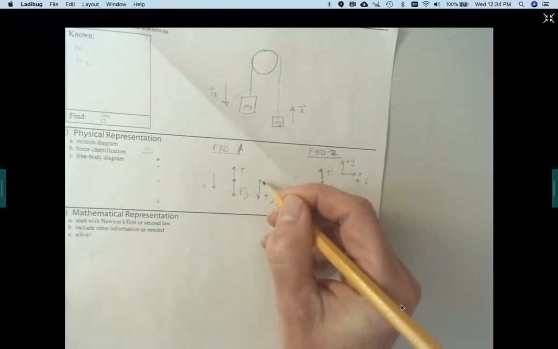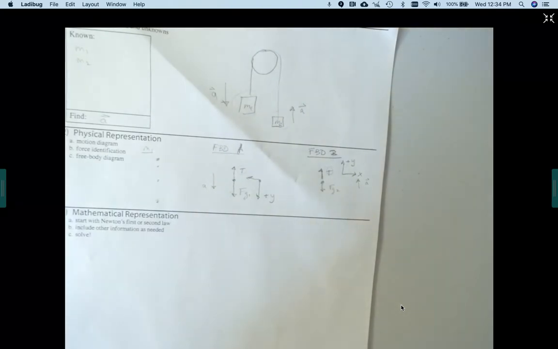Okay, so that's my positive, and I can have x either way, but we don't have any forces in x.